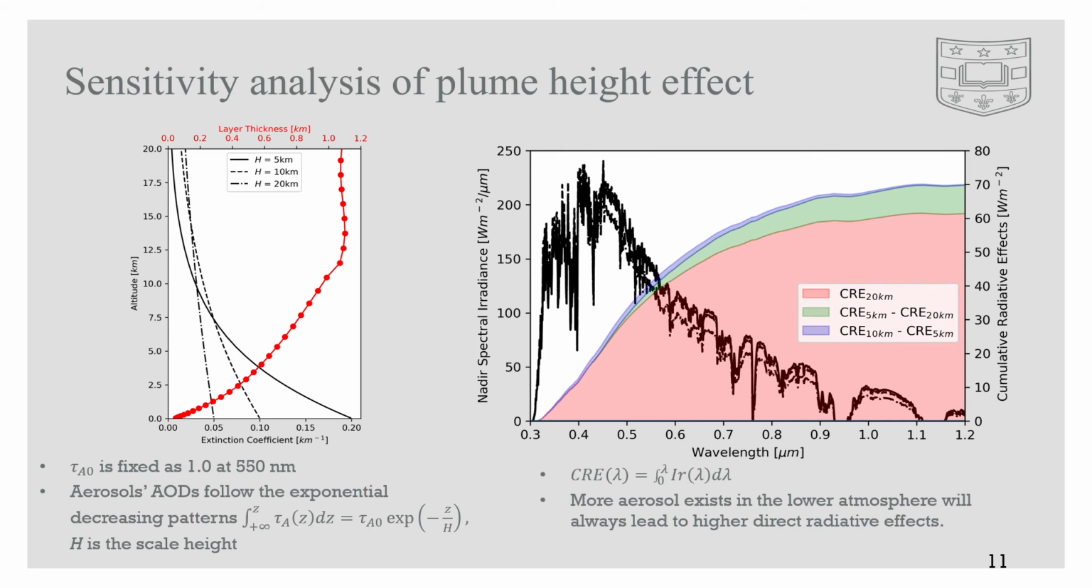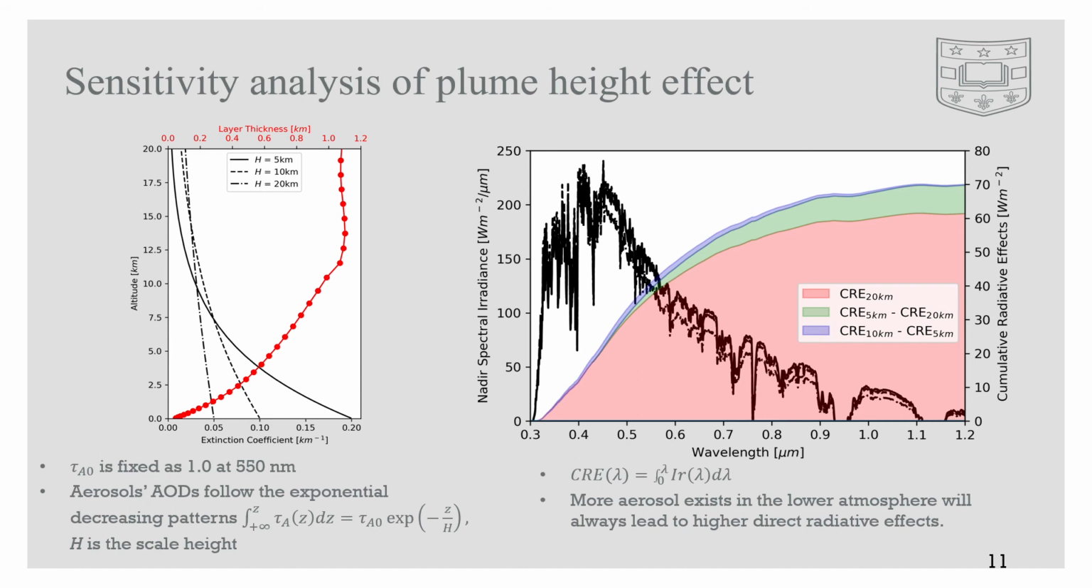Red plus green shows the CRE when the scale height is 5 kilometers, and red plus green plus blue shows the CRE when the scale height is 10 kilometers. We find that the scenario which has the largest H value, or in other words, when particles are distributed in a more balanced way between the lower and upper atmosphere, has the lowest CRE values at almost all wavelengths.